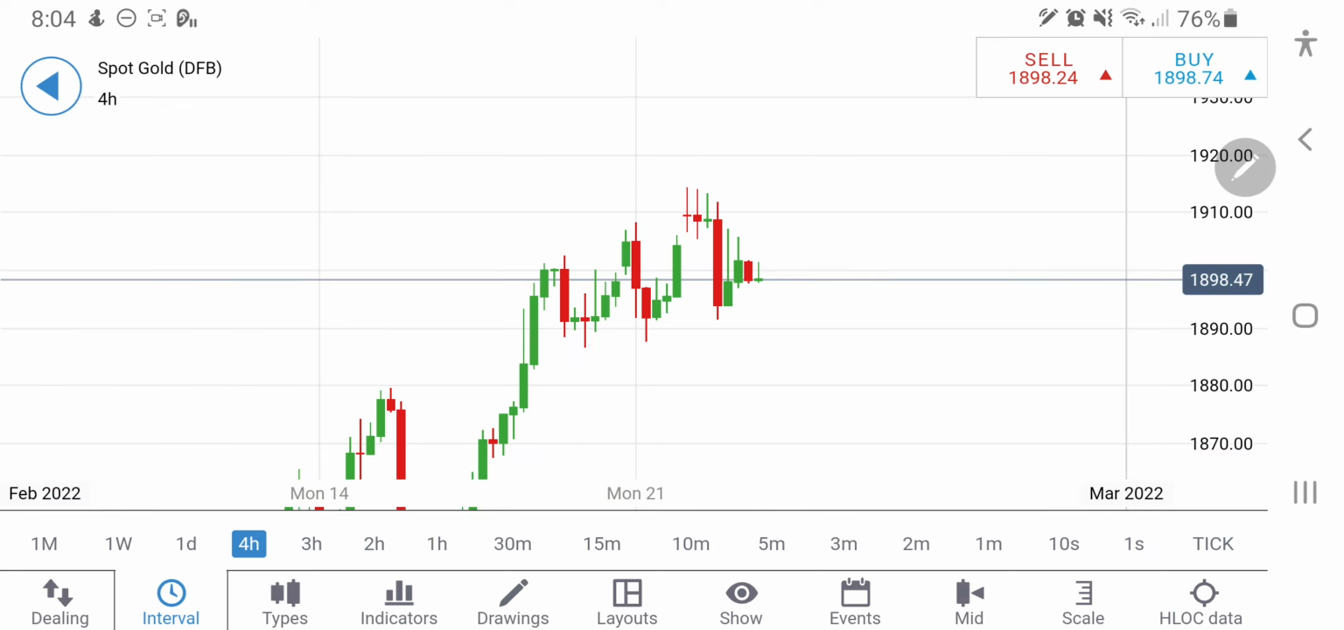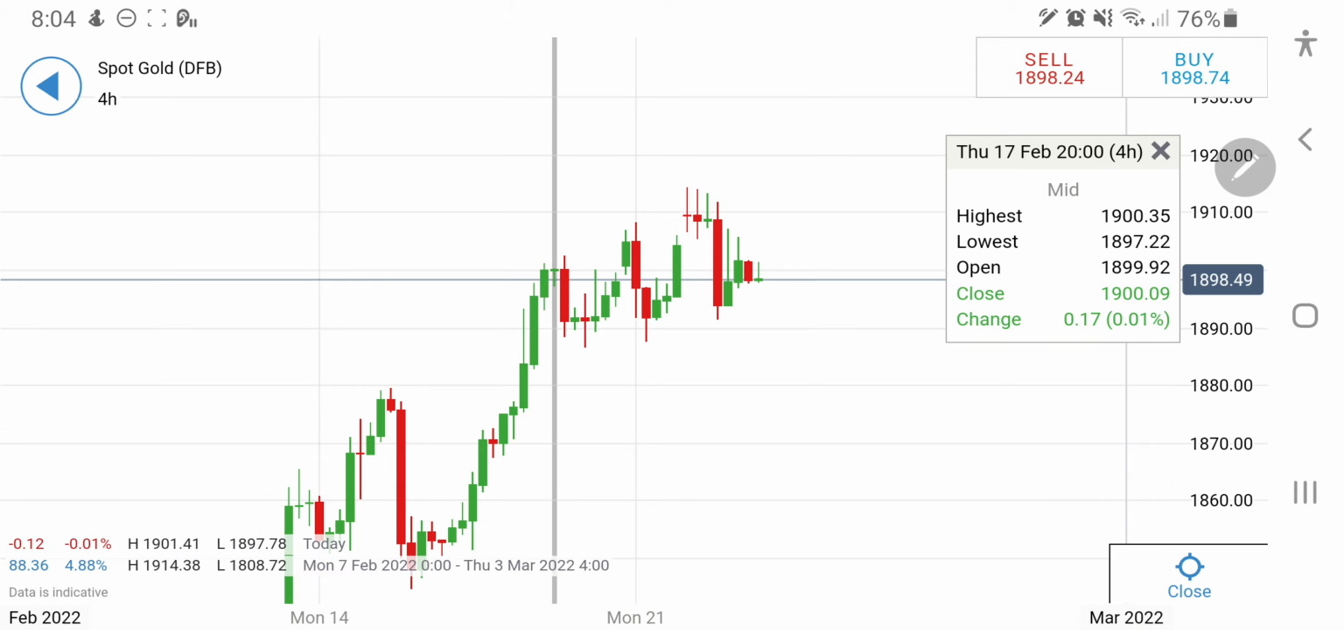Now this is the 4-hour chart for gold. You can see gold is creating a base here. Previously it was 1890, then 91-92 zone, then 94-95 zone. Now it is getting stable here at 1898. Also look at these lower highs on the 4-hour chart. So it has to break out of this.